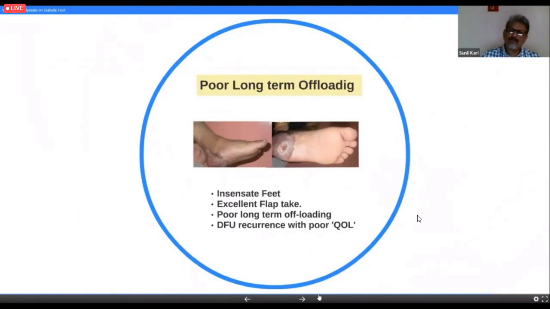Now let us see what happens if we don't have the right approach after surgery, like what has been done over here for DFI. They planned excellent flap surgeries, and they could achieve excellent limb salvage. But once the patient starts walking, if there is no long-term offloading planning for these kinds of surgeries, they end up with ulceration because the diabetic foot is insensate. So this patient came to us for designing footwear where we have to offload the heel. So DFU recurrence with poor quality of life is possible if we don't plan for long-term offloading.